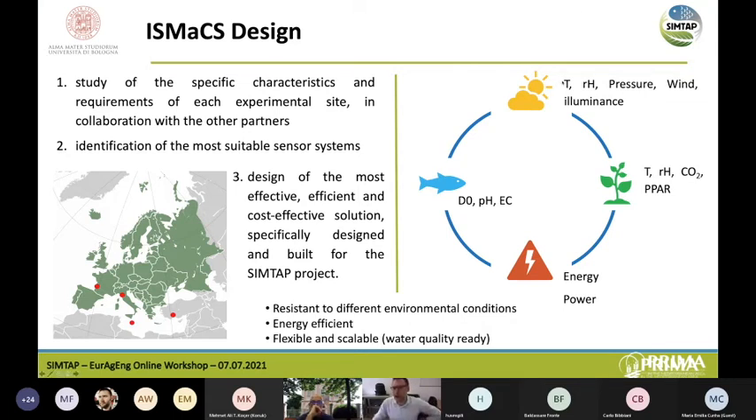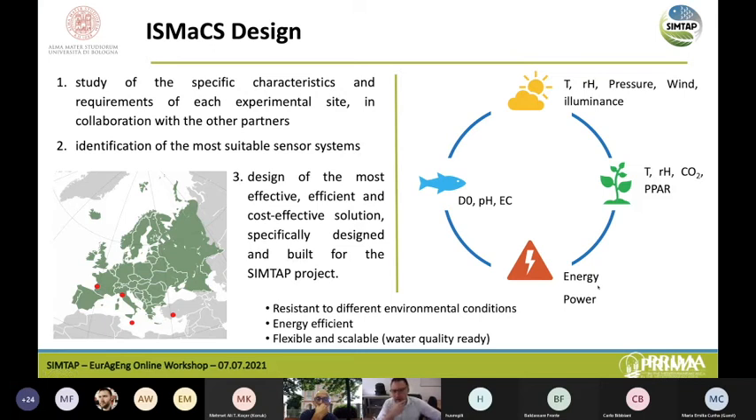So basically, our system measures and monitors the main parameters in water: dissolved oxygen, pH, and electric conductivity. The main parameters in the air, which means temperature, relative humidity, carbon dioxide, and photosynthetically active radiation, so light, basically. The external conditions: temperature, humidity, air pressure, wind velocity and direction, and light again, and also energy consumption.